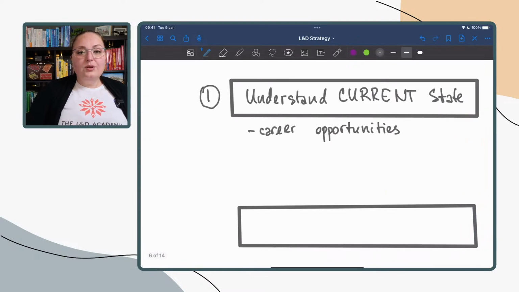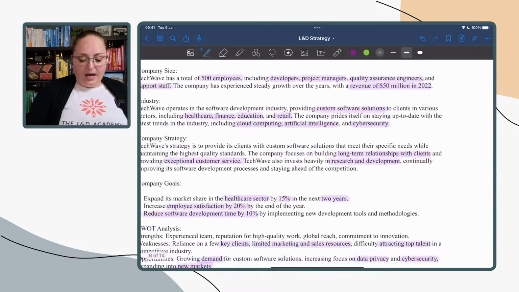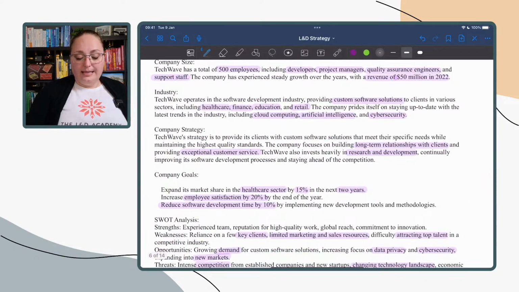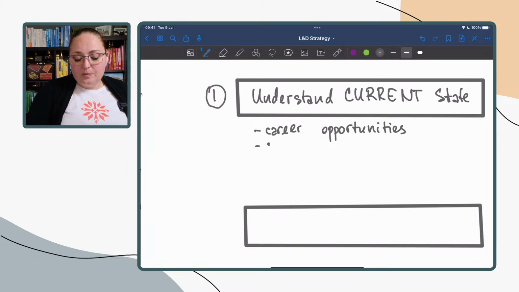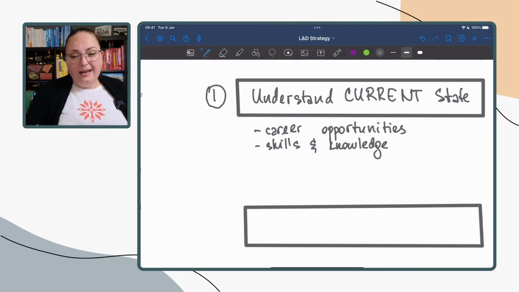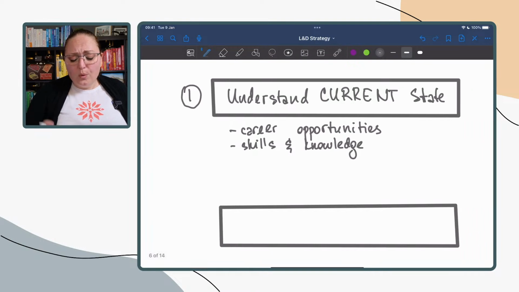So these are the goals that we need to be looking at when it comes to understanding what is the current state, and then moving on to the second step in just a moment, what is the desired state that we want to be at? So we need to understand the career opportunities. We need to understand the specific skills and knowledge that each of the 5 roles that we had here in our brief, what are the specific skills and knowledge required for each of those roles?